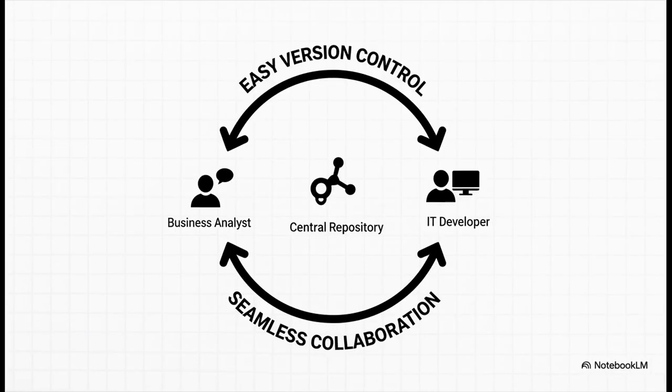And that right there is the ultimate payoff. That's the big so what. Because every single file is text-based and has one specific isolated job, it becomes incredibly easy to use version control systems like Git. Teams can see exactly who changed what and when, they can merge changes without creating a huge mess, and it makes true collaboration between business analysts and IT developers not just possible, but seamless.